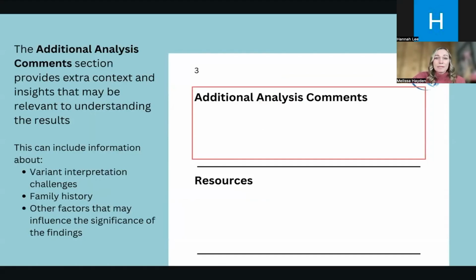The additional analysis comments section of a genetic test report provides extra context and insights that may be relevant to understanding the results. This can include information about variant interpretation challenges, family history, or other factors that may influence the significance of the findings. For example, it may mention if the variant has been observed in other family members or if it was seen in additional cases in the medical literature or databases. These comments can also highlight whether further testing or clinical follow-up is recommended or provide clarity on any uncertain or inconclusive results. Essentially, this section helps to guide clinicians in making more informed decisions about diagnosis, treatment, and the next steps.